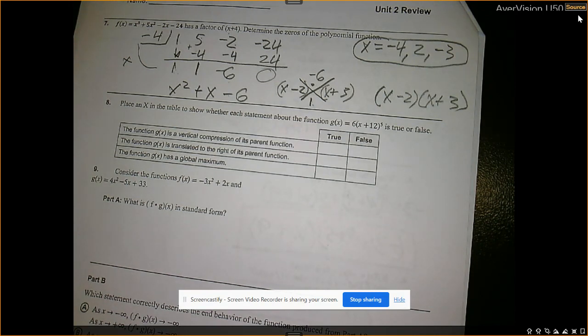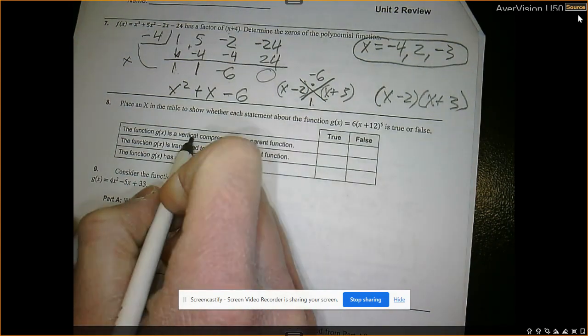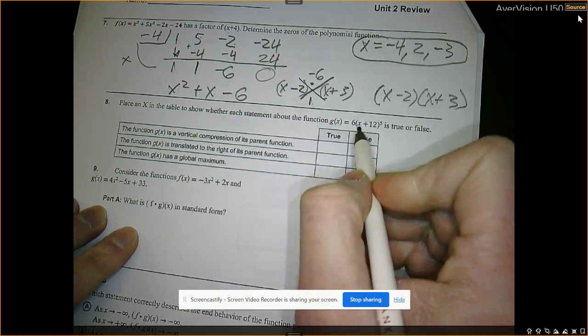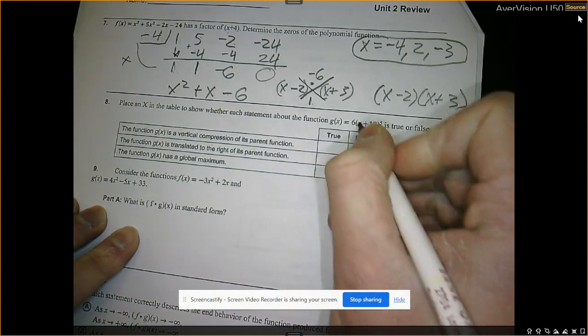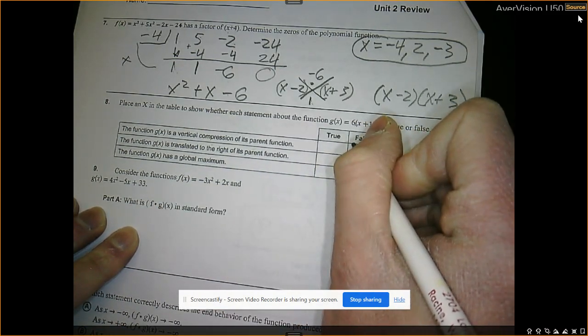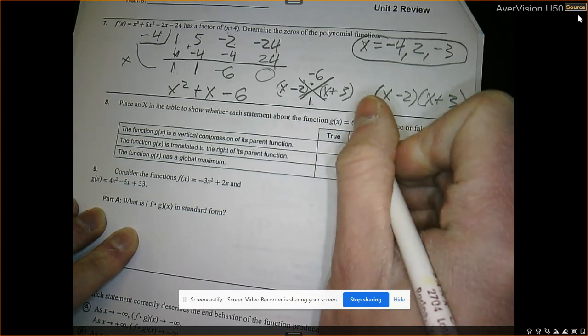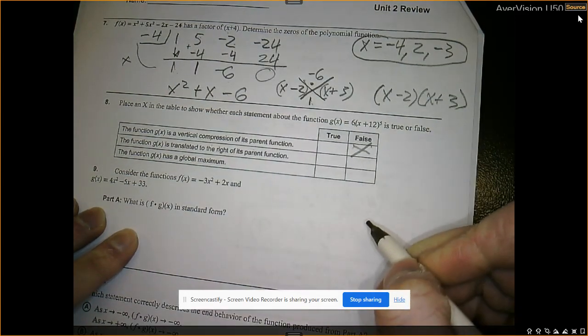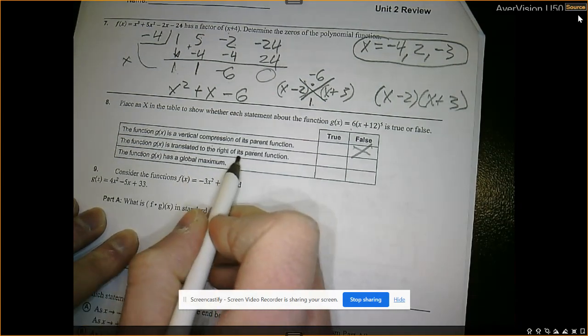Okay, going on to the next one. This one should go pretty quick. Is there a vertical compression going on? There's a 6 out here. That will be a vertical stretch. It would be a compression if it was a fraction, but it's not. It's a 6, so that is false. That's a stretch. Translated to the right.